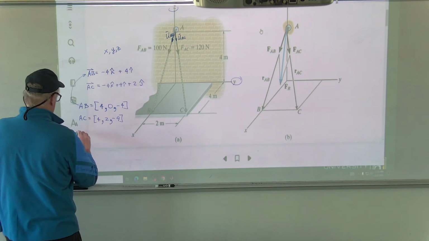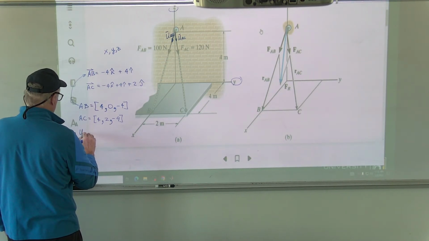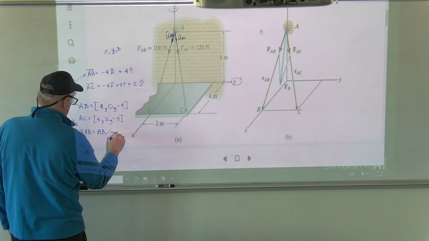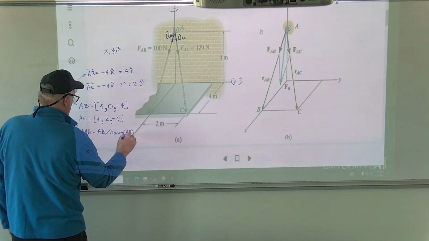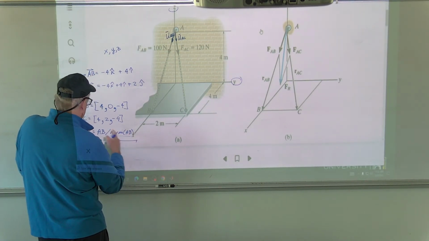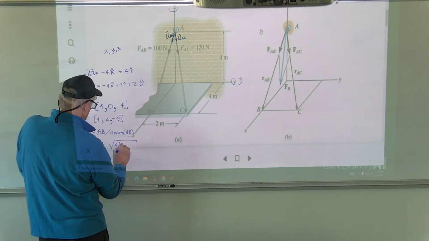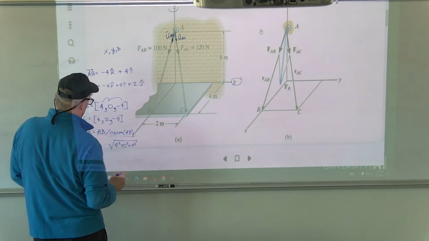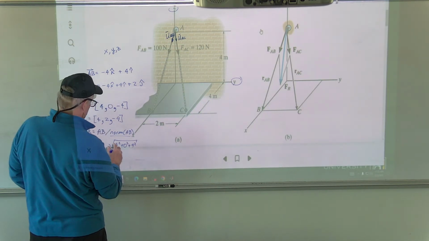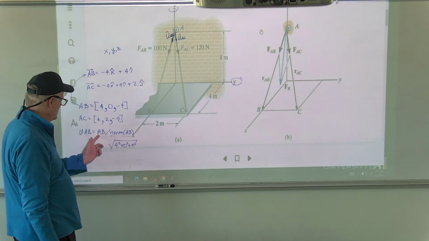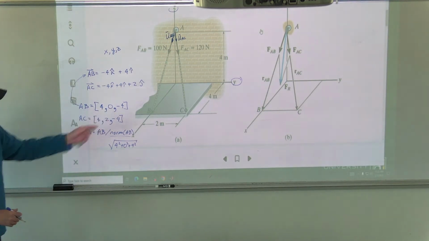So if I want this, I'll just call it UAB. And what it'll be is AB divided by the norm of AB. In MATLAB, that norm, if you don't specify it, is basically the square root. And in this case, for AB, it's going to be 4 squared plus 0 squared plus 4 squared. 4, 0, and 4. And that's what the norm is. Then you're going to divide each of the coefficients, each of the values, by that.